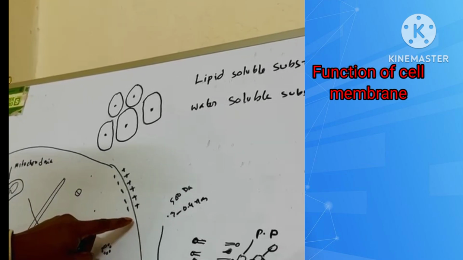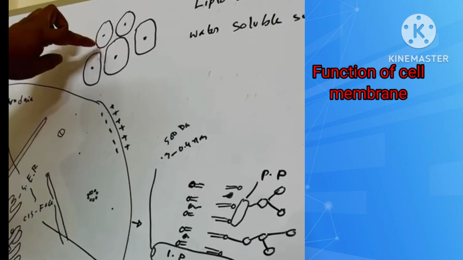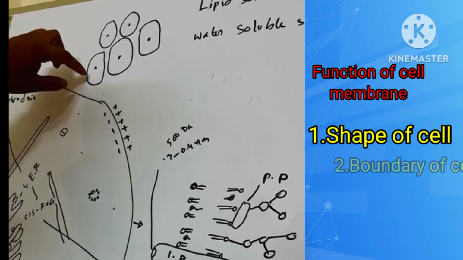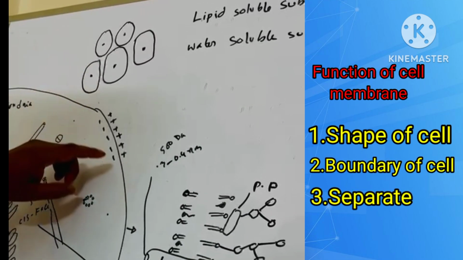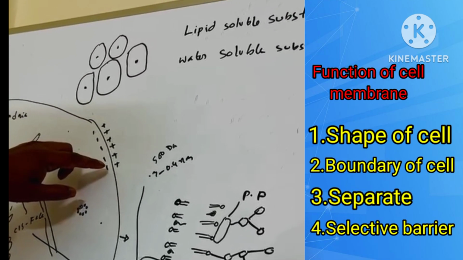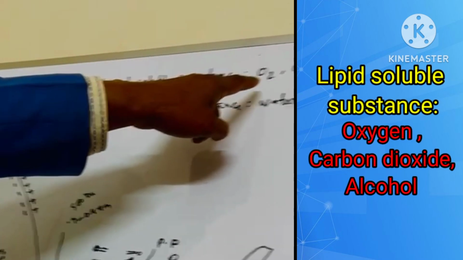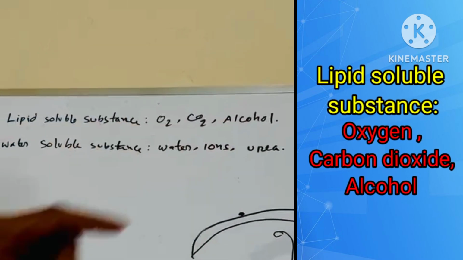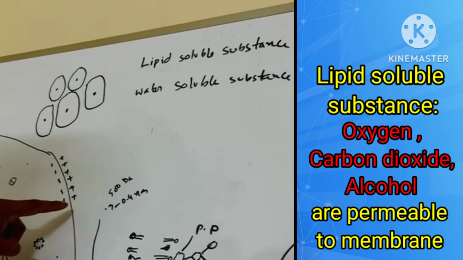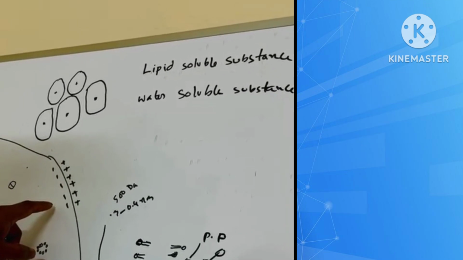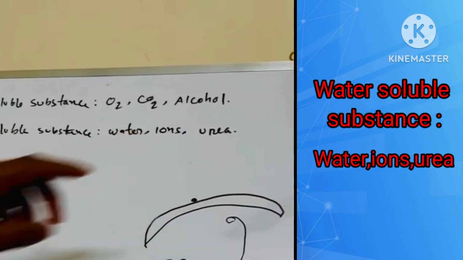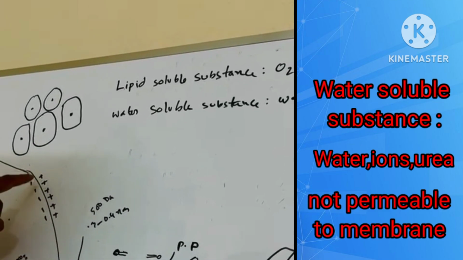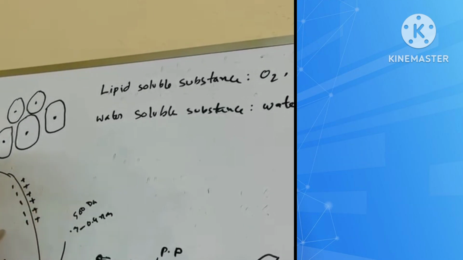Function of cell membrane. Cell membrane forms the shape of the cell, the boundary of the cell, and separates one cell from the adjacent cell. Cell membrane acts as a selective barrier. Lipid soluble substances like oxygen, carbon dioxide, alcohol can easily pass through the cell membrane by simple diffusion. But water soluble substances like water, ions, urea cannot pass the cell membrane by simple diffusion.